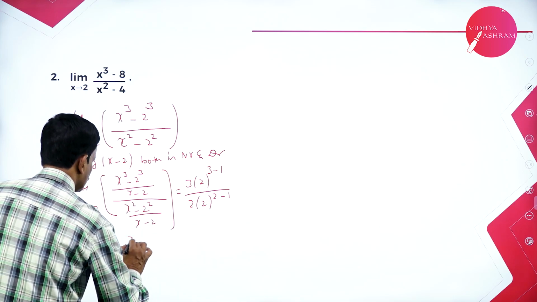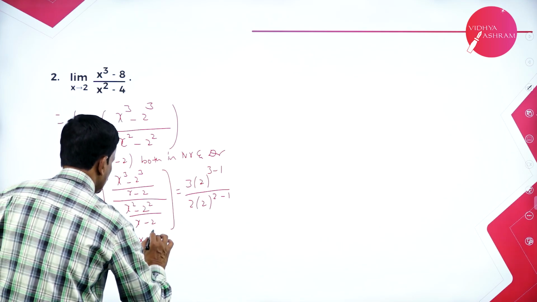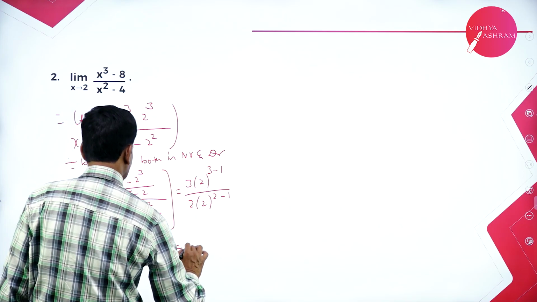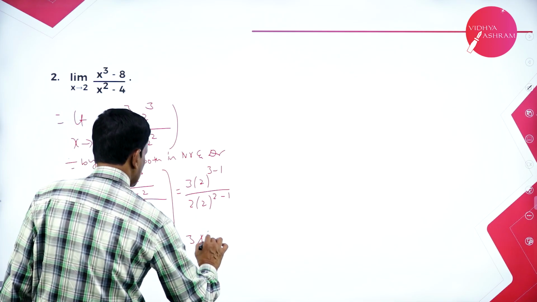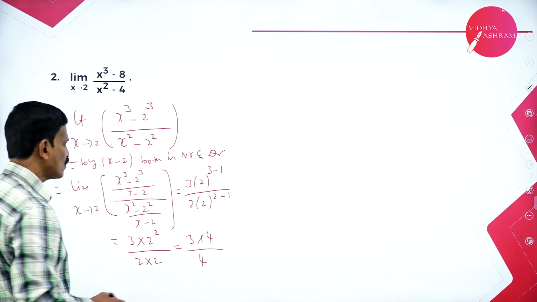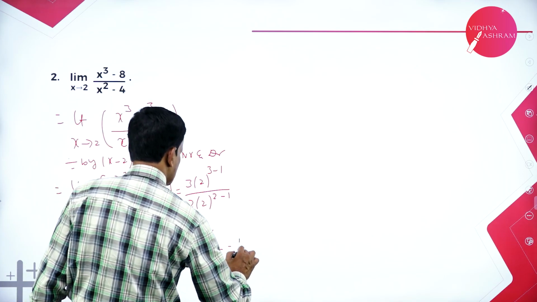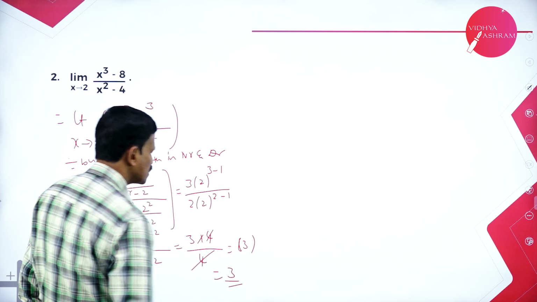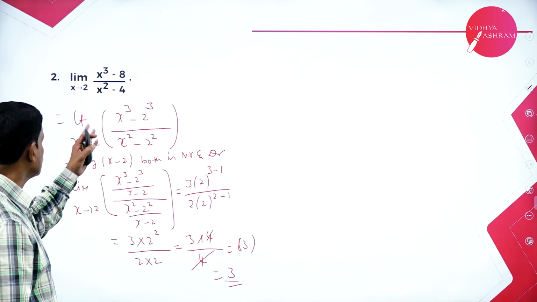So this is equal to 3 into 2 square divided by 2 into 2 to the power of 1. 3 into 2 square, where 2 square is 4, divided by 2 into 2, which is 4. What happens? 4 and 4 get cancelled. That is equal to 3. The simplified answer is 3. That is it. The required answer for this is 3.